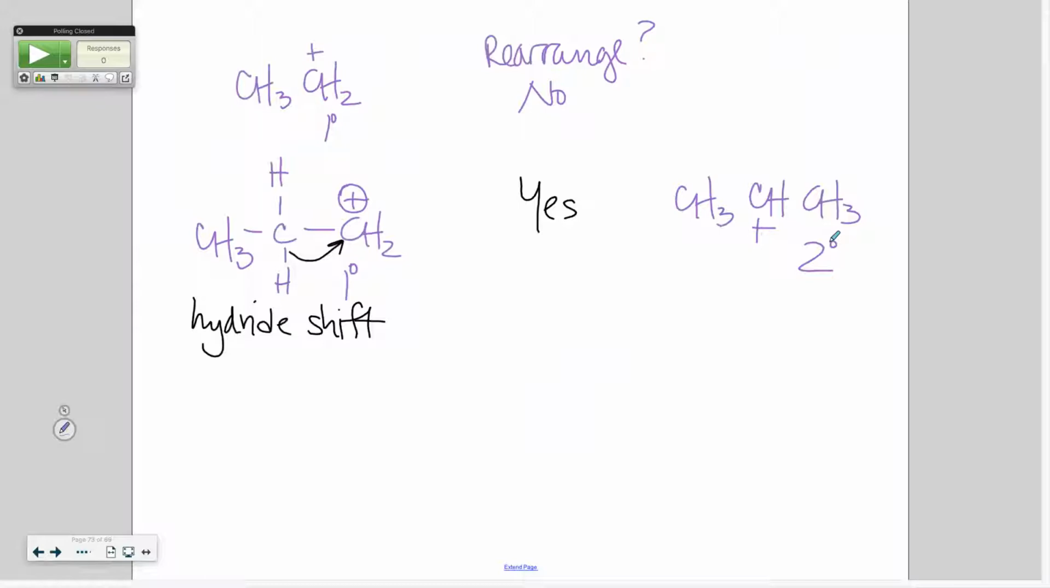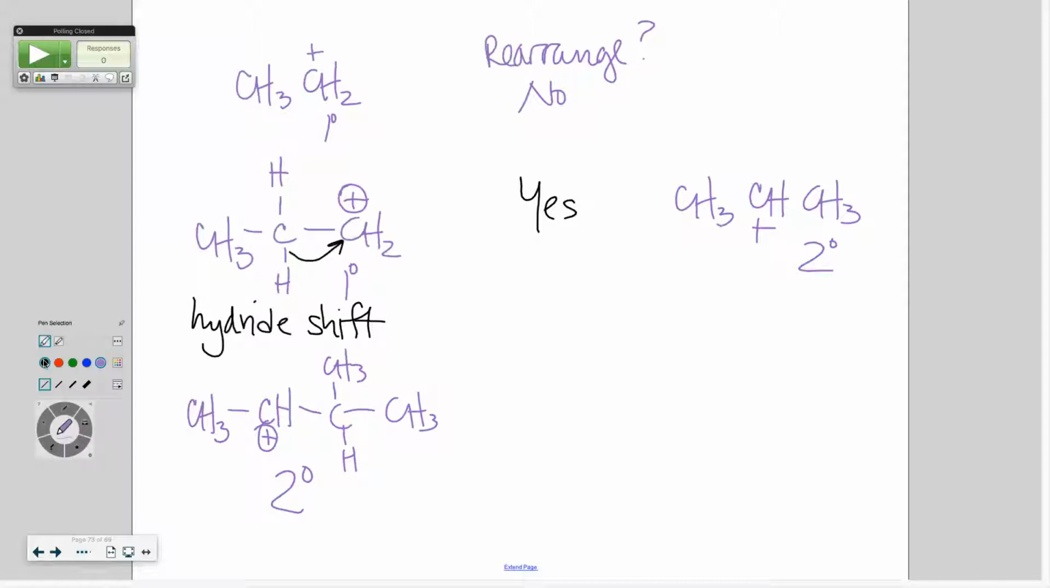If you have this carbocation, will that one rearrange? Okay, what kind is this one? Secondary. Okay, what is going to move? Which hydrogen? This one, yes, because if this moves, you'll end up with a tertiary.